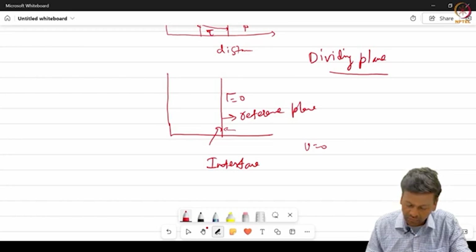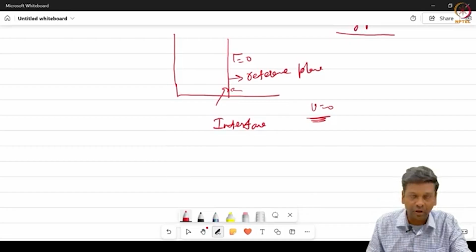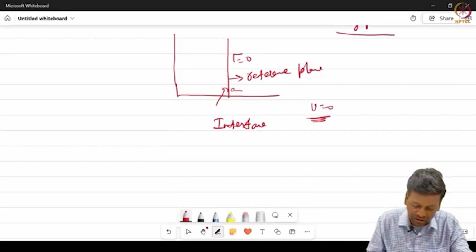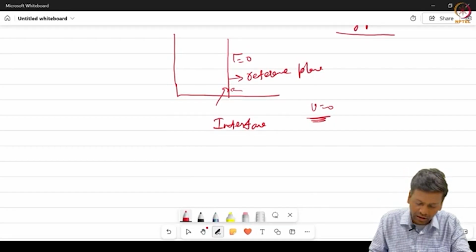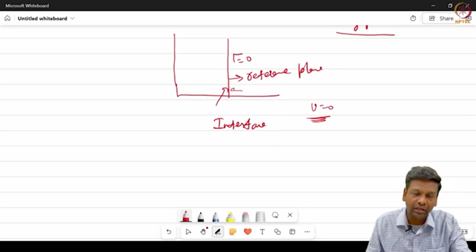So one can refer to that plane as a reference plane with no volume. It occupies no volume, right? So this is the Gibbs dividing plane. It is also called the reference plane. This you can locate and name as x naught. So x naught is the distance, the reference plane, okay, right.